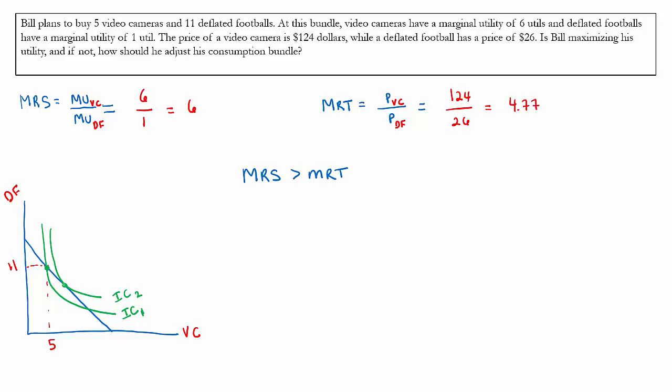In fact, the highest indifference curve would be what I have labeled as IC2. His utility maximizing bundle happens at a value for video cameras that's bigger than 5 and a value for deflated footballs that's less than 11. So we're telling Bill, yeah, you're not maximizing your utility. You should consume more video cameras and fewer deflated footballs.